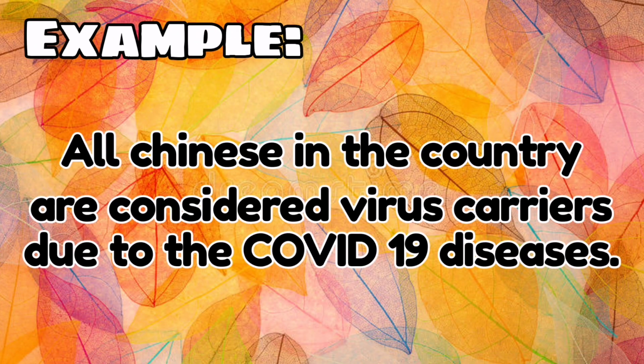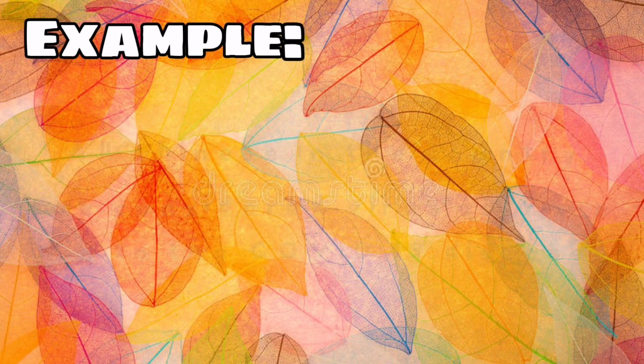All Chinese in the country are considered virus carriers due to the COVID-19 disease. It is one example of racial prejudice because we all know that the COVID-19 virus came from the country China, and we also assume that all Chinese people are carriers of the COVID-19 virus, and sadly, it resulted in discrimination.